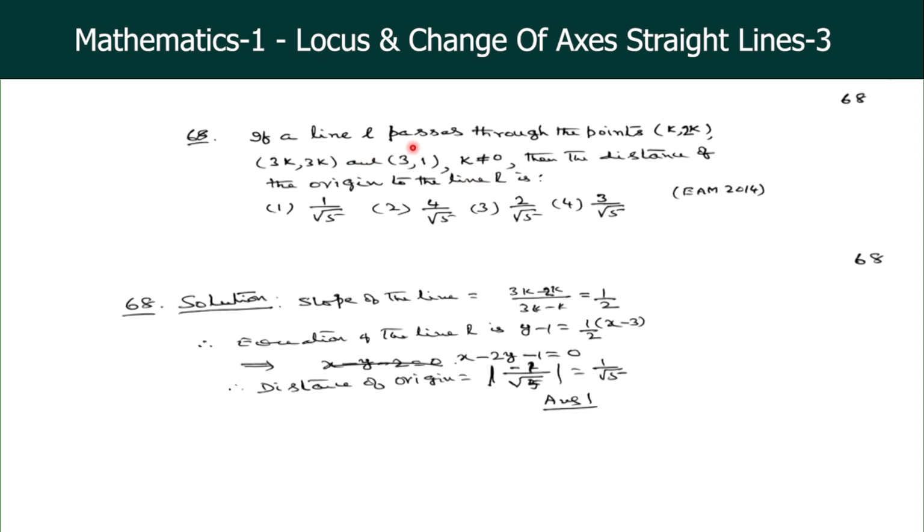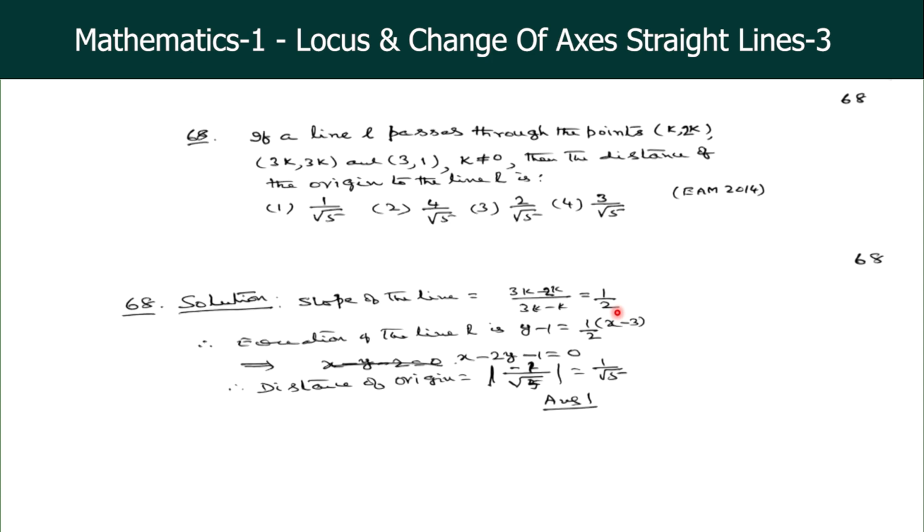Next. Now if a line L passes through the points (k, 2k), (3k, 3k) and (3, 1), k not equal to 0, then the distance of the origin to the line L is: 1) 1/√5, 2) 4/√5, 3) 2/√5, 4) 3/√5. This is EAPCET 2014. Now the slope of the line is the same because it passes through (k, 2k), (3k, 3k) and (3, 1). So the slope of the given line is (3k - 2k)/(3k - k), which is equal to half.